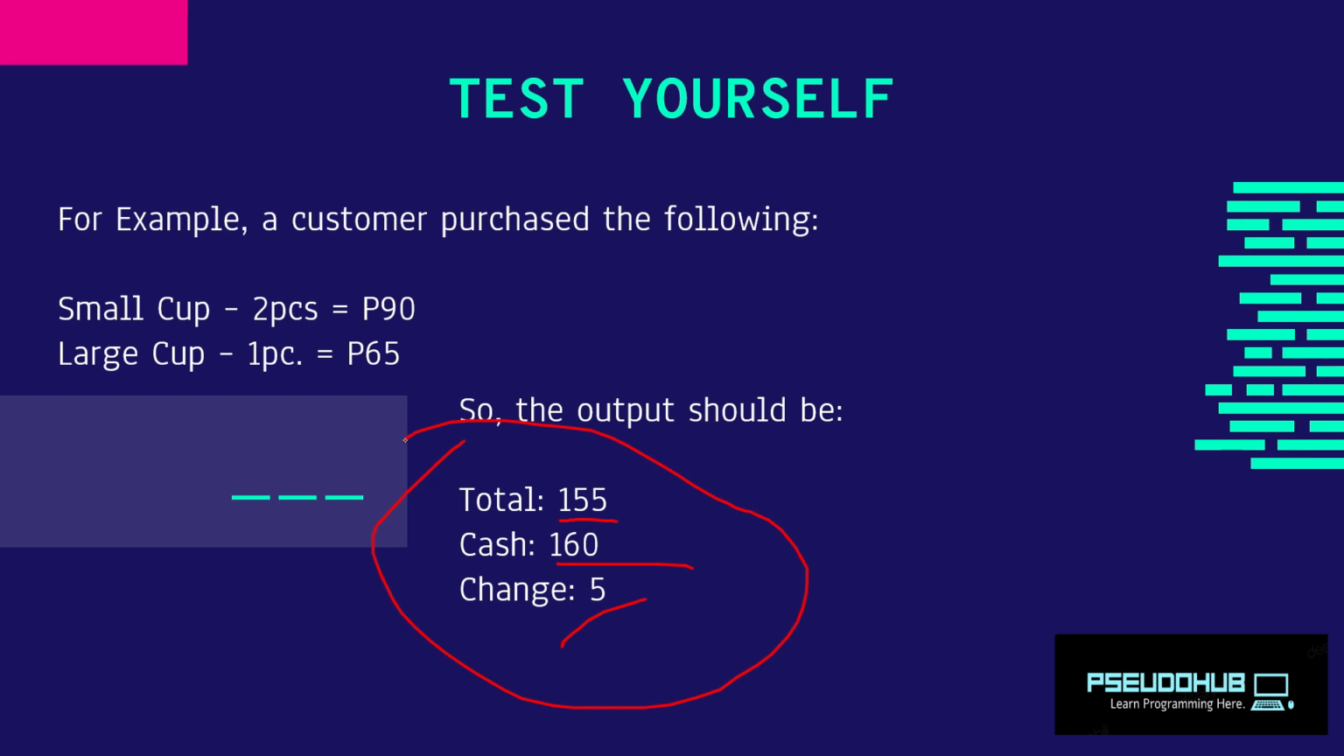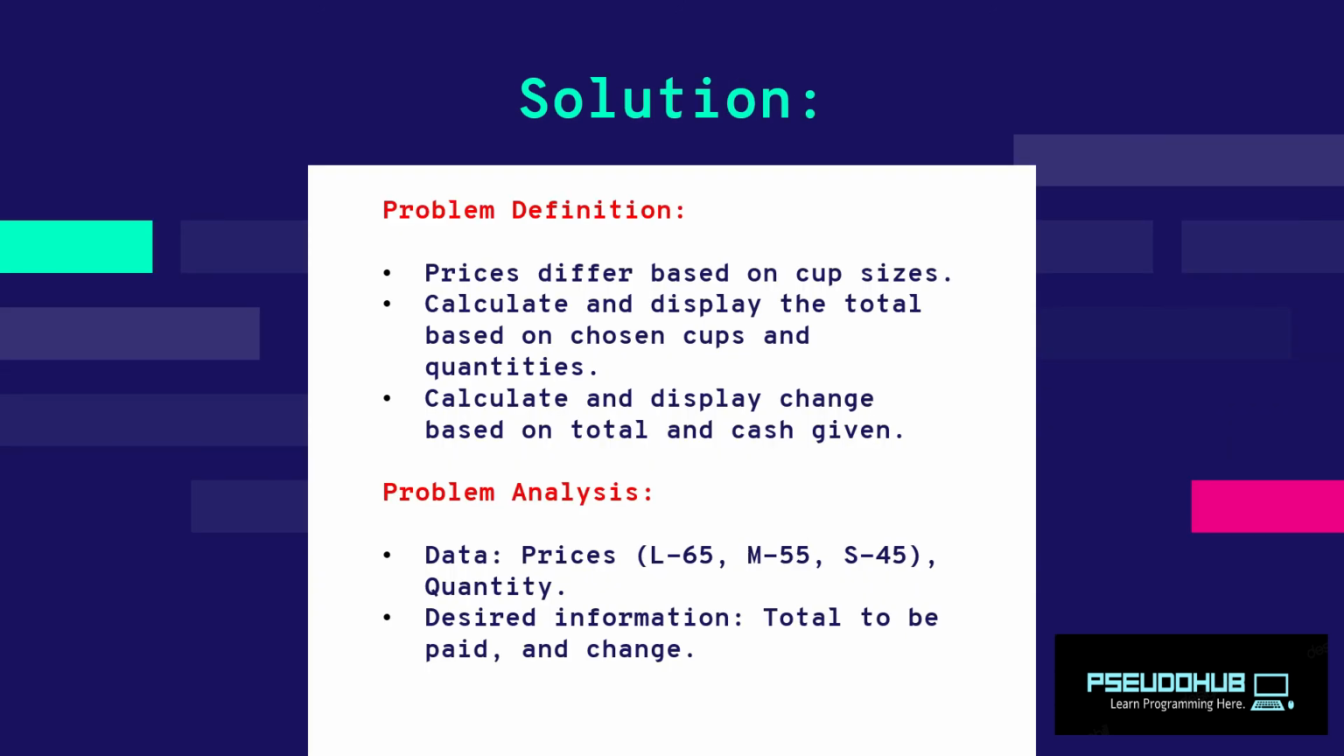So how do you write an algorithm for this? I'll give you the time to solve this one and come back here later para i-compare nato kung the same ba ta og solution. Okay, so assuming that you're done, we'll check if the same ba ta og solution. So definition of the problem, the prices differ based on cup sizes. Calculate and display the total based on chosen cups and quantities. And then we'll have to calculate and display the change based on total and cash given.